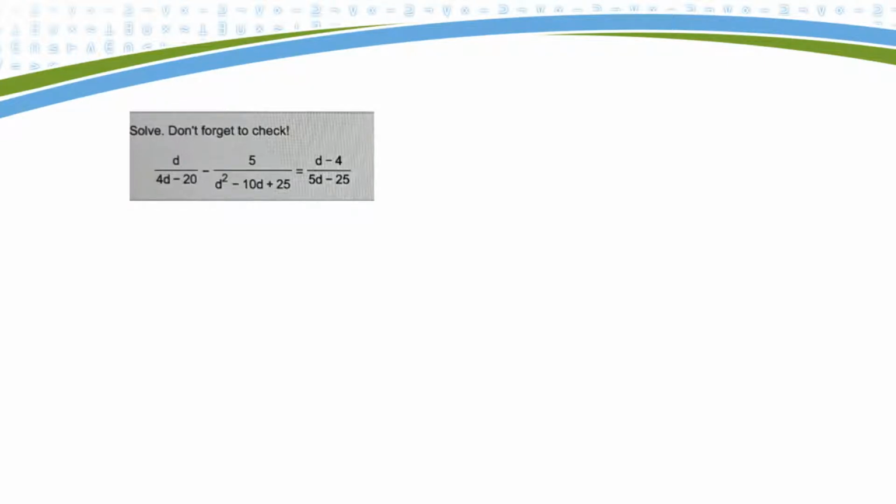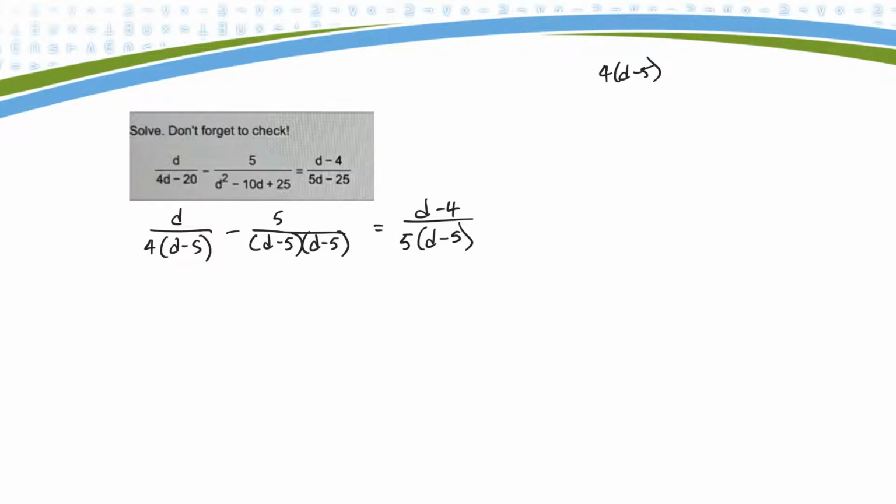All right, here's a question. We need to solve for D. So, first thing, let's factor the bottom. So D over 4, and then D minus 5 over, this will be D minus 5 times D minus 5, I think, equals D minus 4 over 5 and D minus 5.